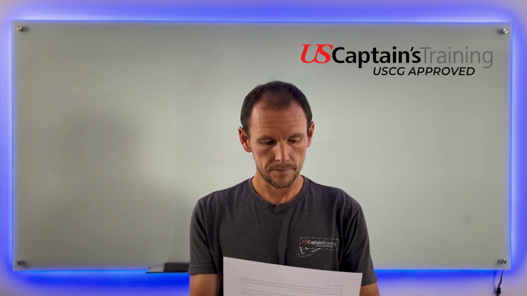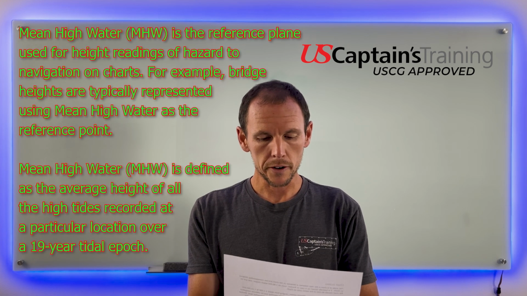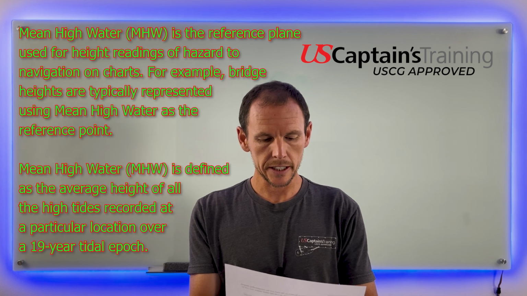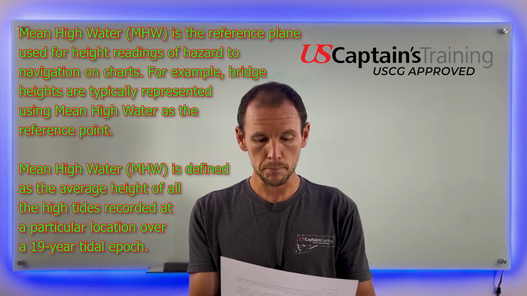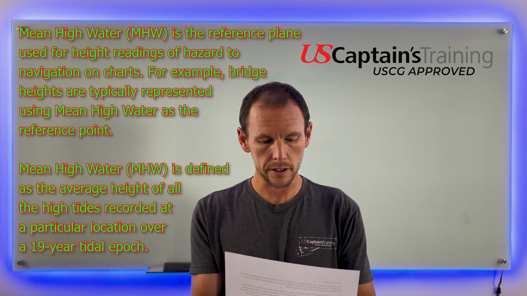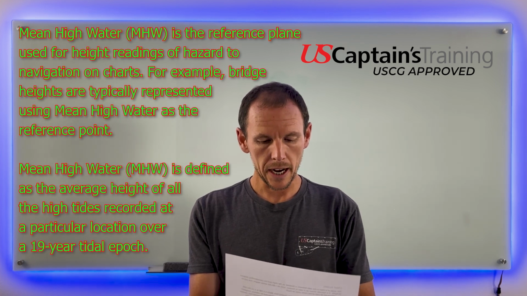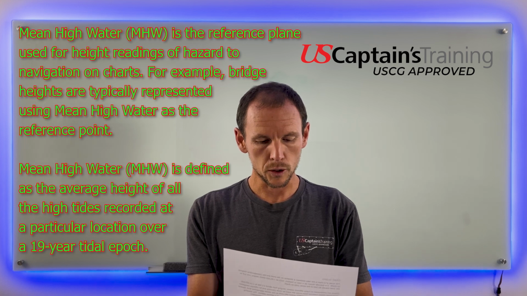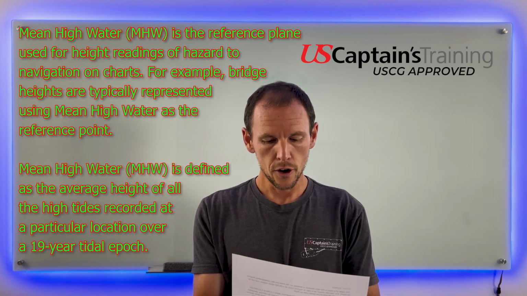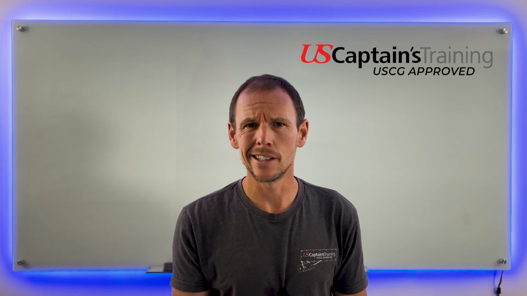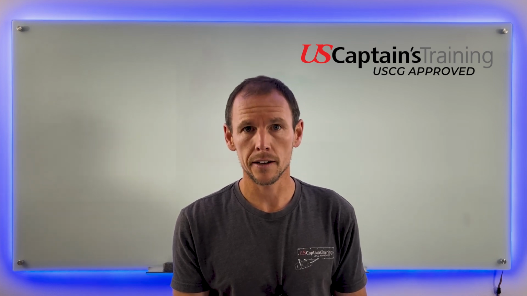Height reading datum. Mean high water is the reference plane used for the height readings of hazards to navigation on charts. For example, bridge heights are typically represented using mean high water as the reference point. Mean high water is defined as the average height of all the high tides recorded at a particular location over a 19-year tidal epoch. What is a 19-year tidal epoch?